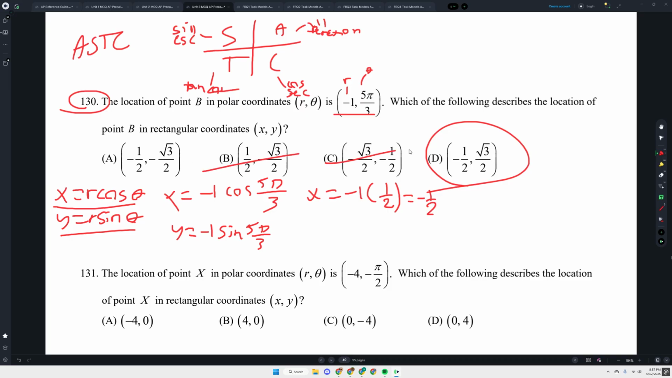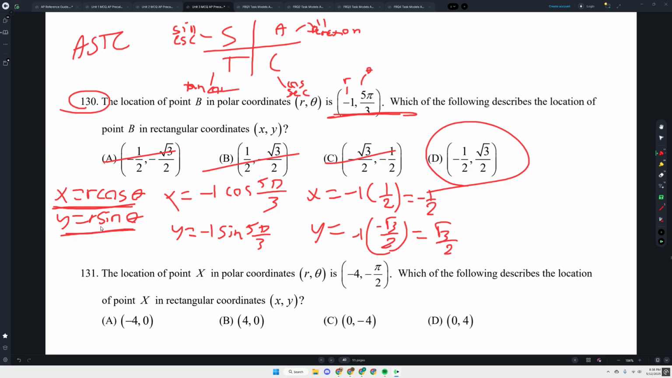Which means now you know it's not B or C, just based off that. Now we find y. What is sine 5π/3? Negative square root 3/2. So -1 times negative square root 3/2 is positive square root 3/2. And that's D. And then from that, you know it's not A. It's just converting this to rectangular using x equals r cosine theta and y equals r sine theta. Any questions on 132 before we move on to a new topic of polar?